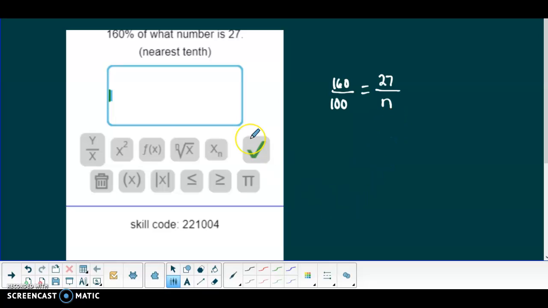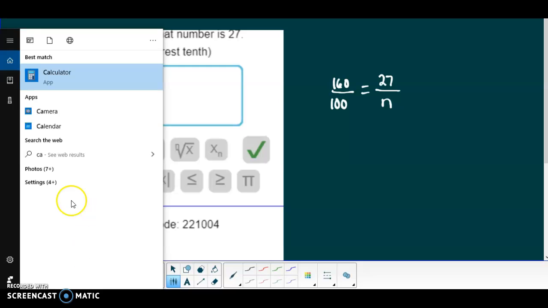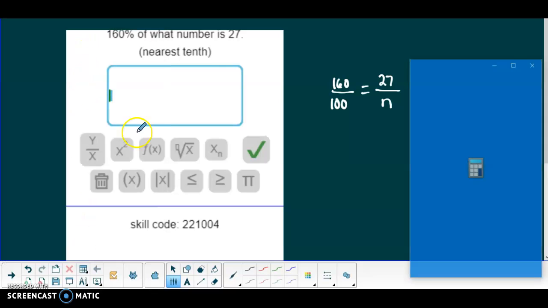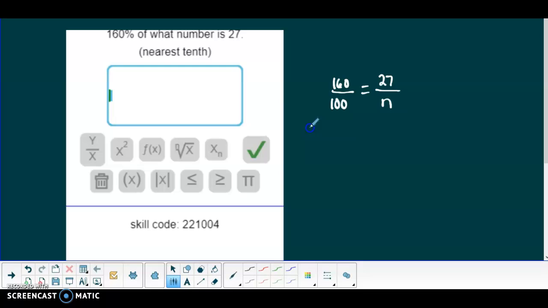And now you can solve this way. Grab your calculators and cross multiply and divide for your answer. I'll clear my previous work. 27 times 100 divided by 160 equals 16.875 on my calculator.